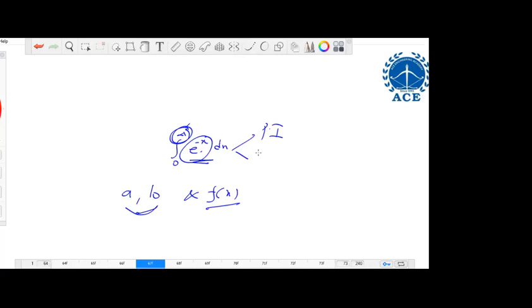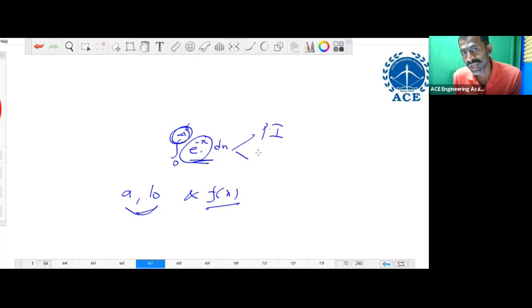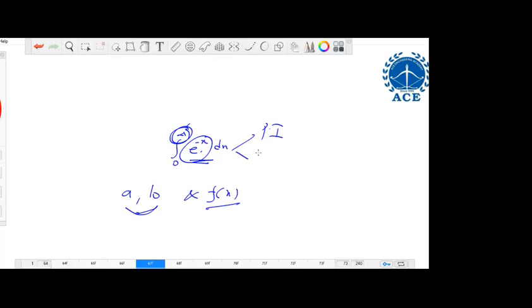One more doubt, about the value of the integral. Based on the value of the integral, we say convergent or divergent only. Yes, that I understood.